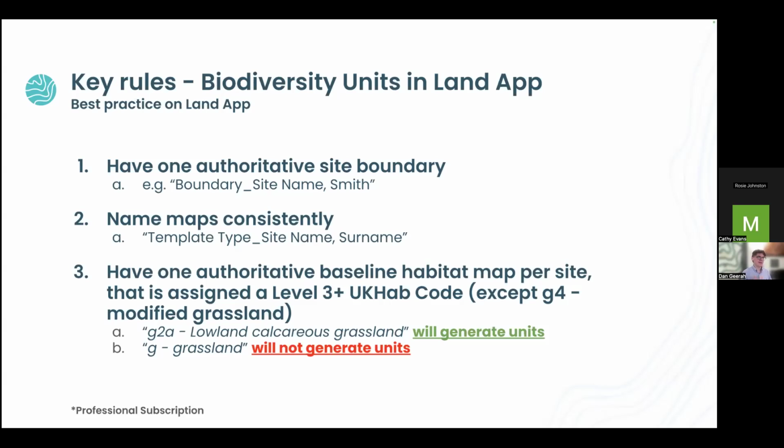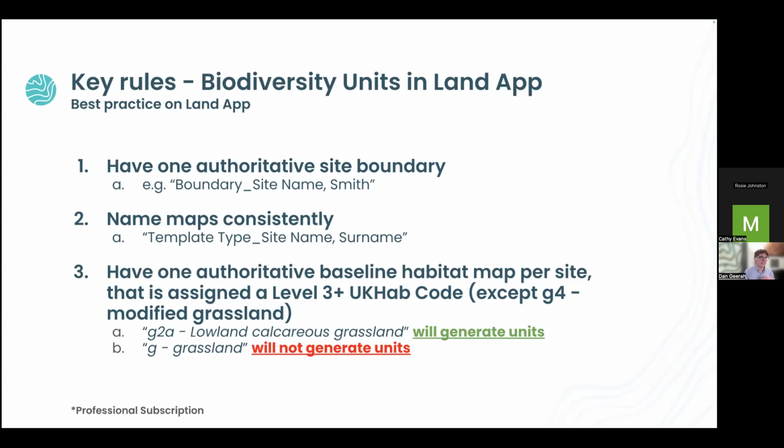And then the final one is that for your BNG, you want to make sure you've got one baseline habitat map per site, which is down to what we call level 3 plus in the UK Habitat Code. And so that basically just needs to mean that it's above level 3. You're not just saying an area of grassland, you're saying it's G2A lowland calcareous grassland, for example. So just make sure you're giving it enough information for it to be able to generate units.